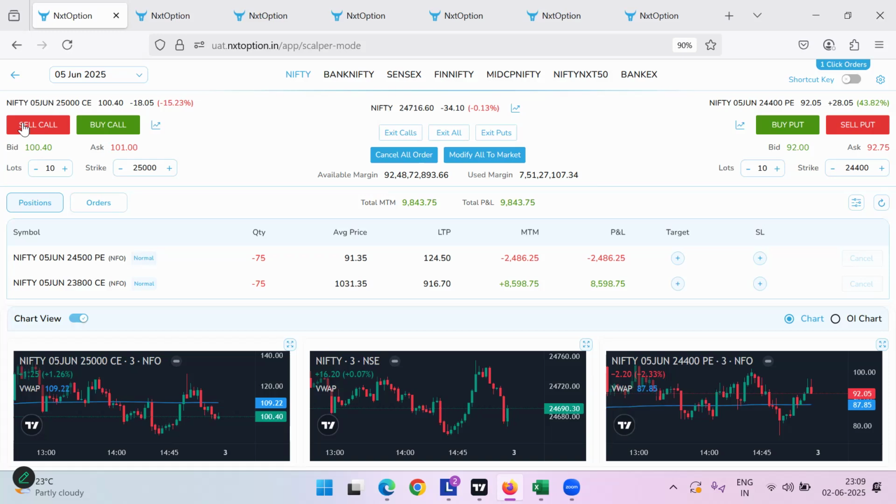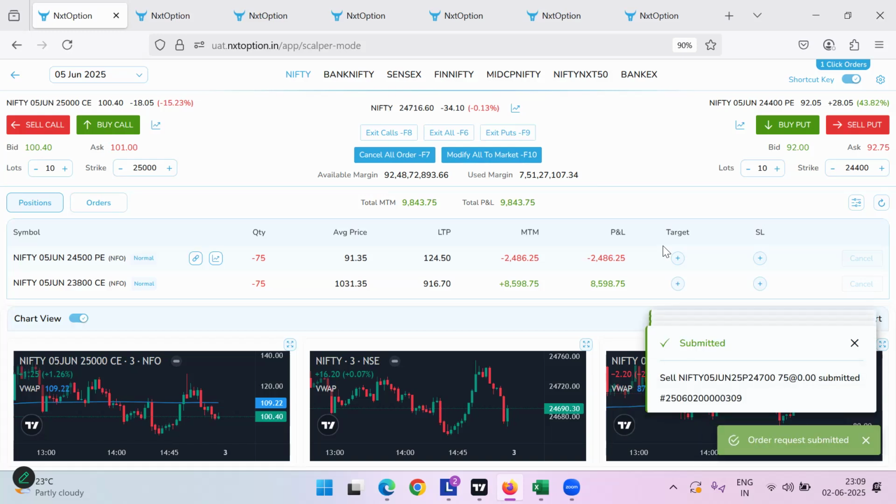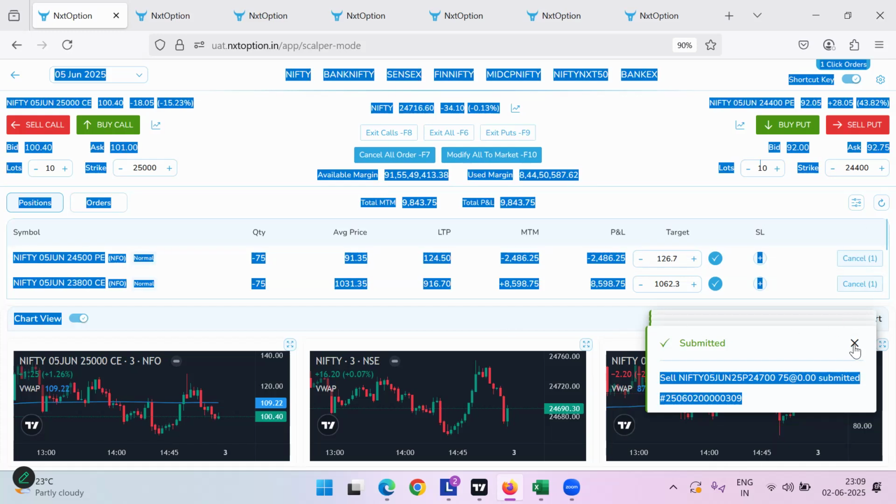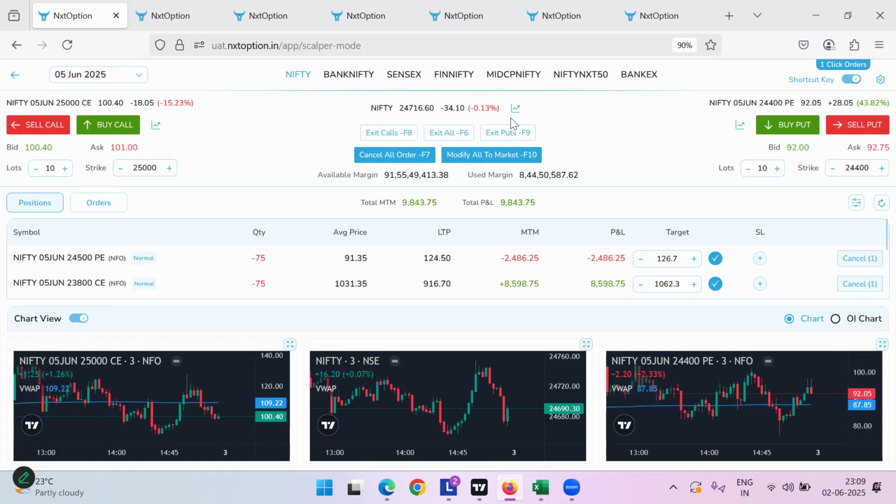Now suddenly the markets have become highly volatile. You want to exit all your positions. So what you can do, if your shortcut key is on, click on F6, all your positions will get automatically squared off. So this button, exit all, is F6. Assuming you want to only exit calls, then you have to press F8.